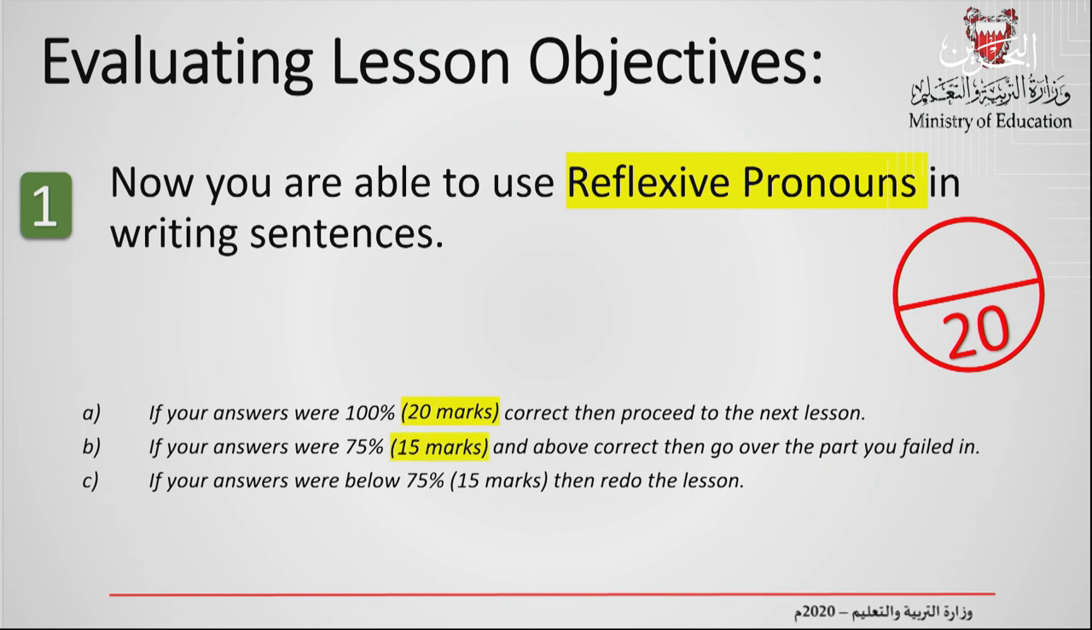If you have 75% and above, that means 15 marks and more, then you can go over the part you failed in and redo it. If you have 75% or lower than that, that means 15 marks or lower than that, then redo the whole lesson.